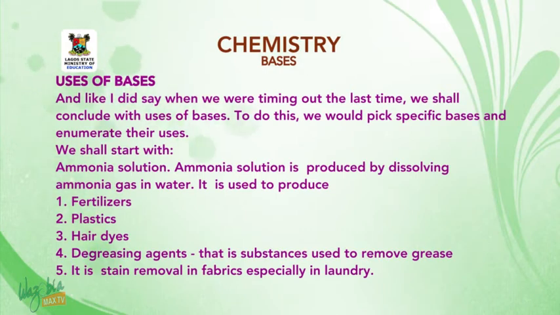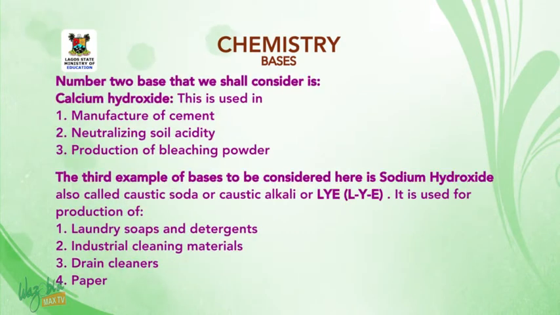It is used to produce, number one, fertilizers, number two, plastics, number three, hair dyes, number four, degreasing agents, that is substances used to remove grease, and number five, it is a stain remover in fabrics, especially in laundry. Number two base that we shall consider is calcium hydroxide. This is used in one, manufacture of cement, two, neutralizing soil acidity, and three, production of bleaching powder.